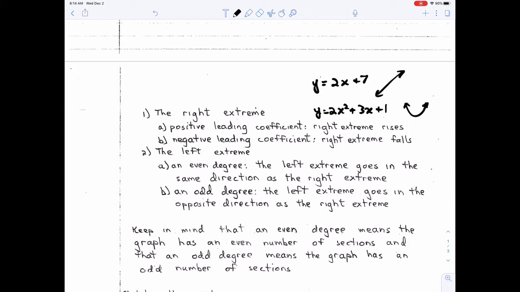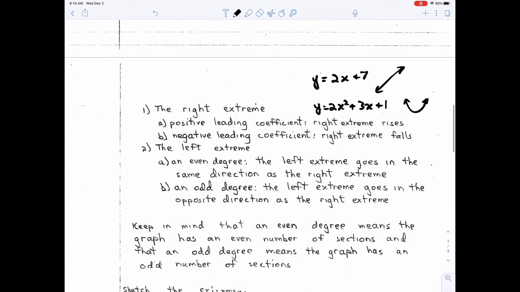So let's take a line. Its leading coefficient here, in this particular example that I've drawn, is positive, so the right goes up. On the parabola, also positive, the right goes up. If they had been negative, they just would have gone the opposite way. They would have gone down.